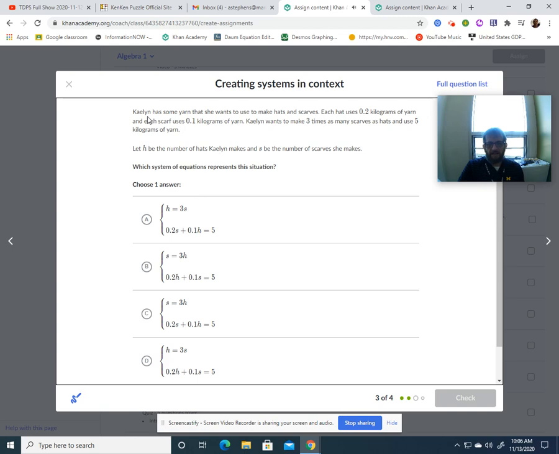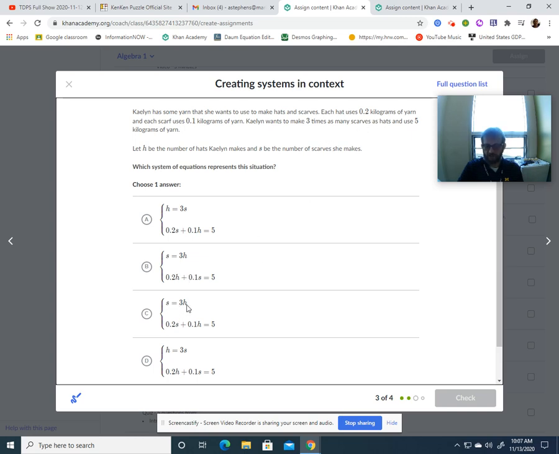All right, again, Kaylin has some yarn that she wants to use to make hats and scarves. Each hat uses 2 kilograms of yarn, and each scarf uses 0.1 kilograms of yarn. Kaylin wants to make 3 times as many scarves as hats and use 5 kilograms of yarn. So we're going to have an equation about total number, and then we're going to have an equation about yarn. Well, total number, she wants 3 times as many scarves as hats. So she wants more scarves than hats. 3 times as many scarves as hats.